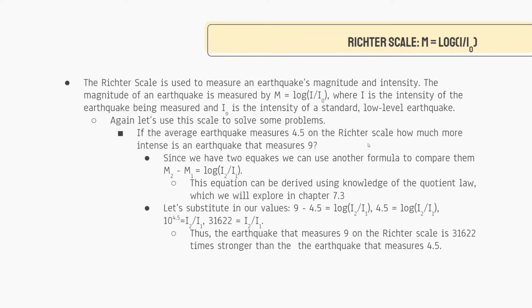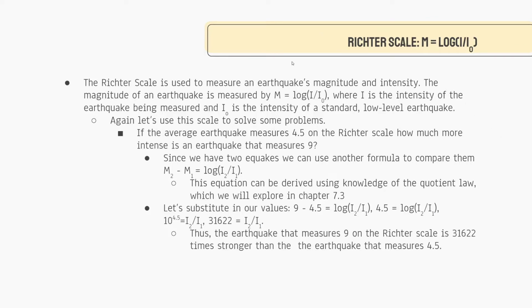Now, let's talk about the Richter scale. So, the Richter scale is given by the formula M is equal to log of I divided by I null. The scale is used to measure the earthquake's magnitude and intensity. So for example, if we were to try and measure an earthquake, I would be the intensity of the earthquake being measured, and I null is the intensity of a standard low-level earthquake. That might sound a little bit confusing, but do not worry, it will be fine.